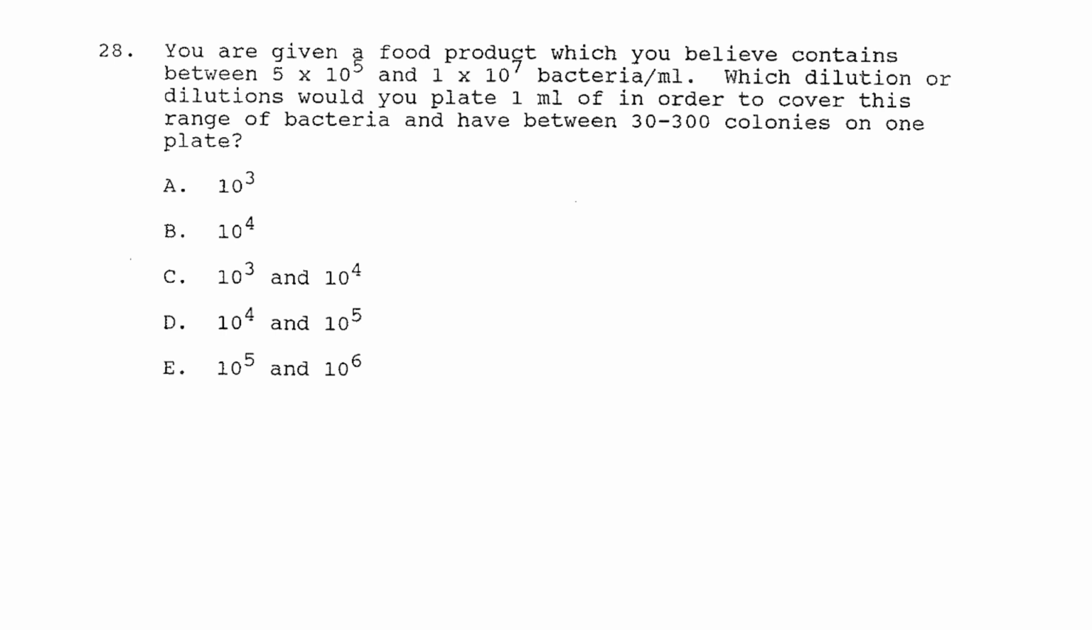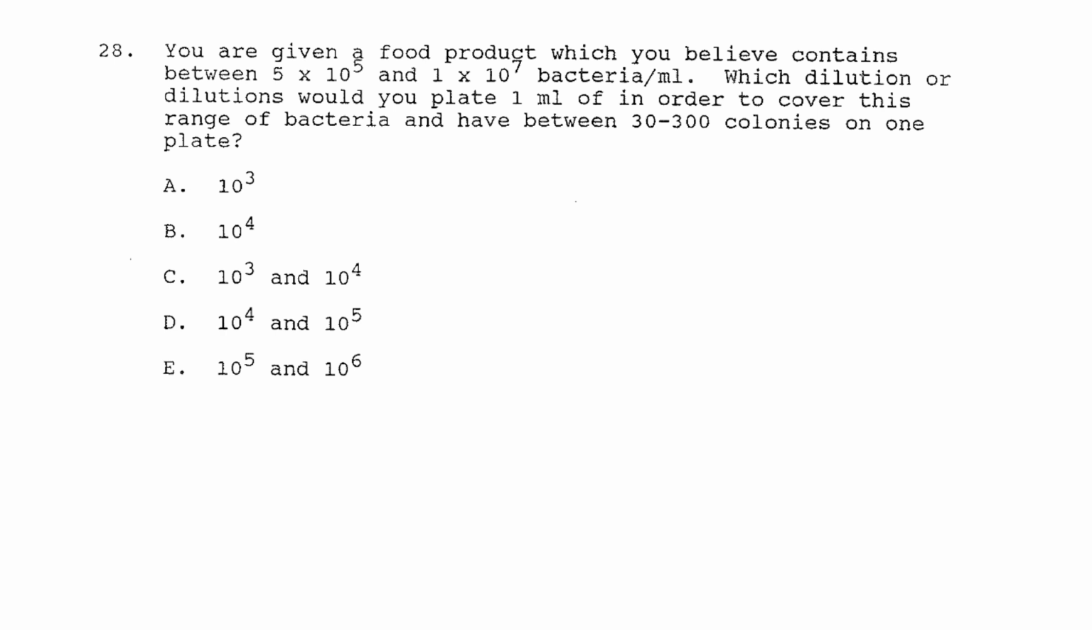Okay, by the way, you can skip 27. We didn't teach you how to do the conversion factor for those counting chamber problems, so you don't have to know how to do 27. We're not going to ask you how to do that. So moving on to 28.